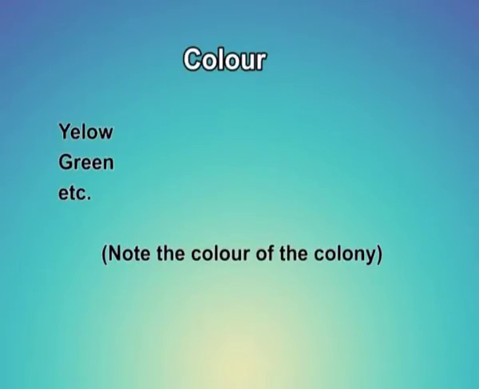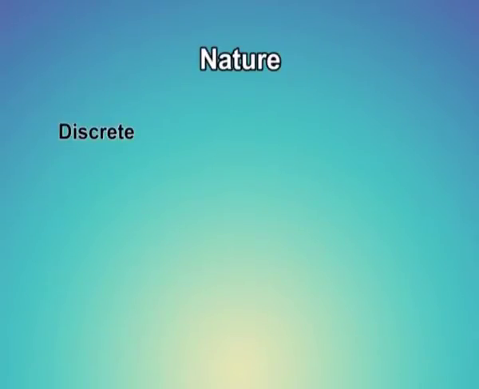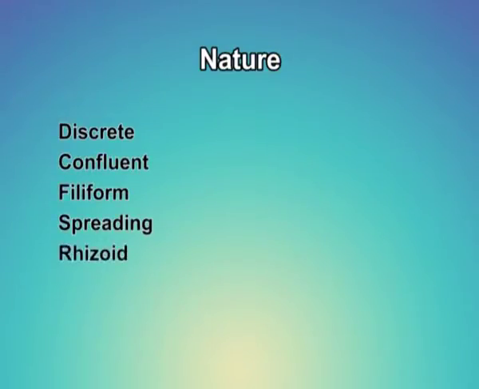Note the color of the colony. Structure, opaque, translucent or transparent. Degree of growth, that is scanty, moderate or profuse. Nature, that is discrete or confluent or filiform, spreading or rhizoid type.